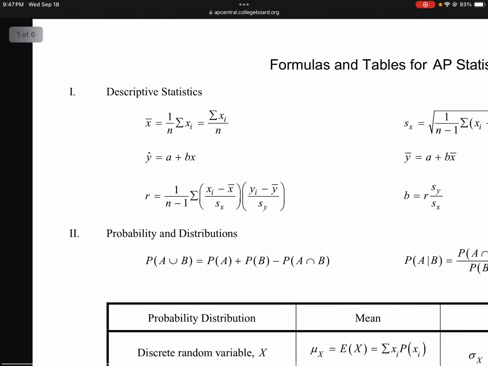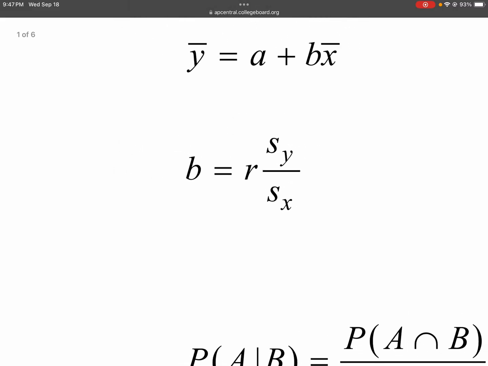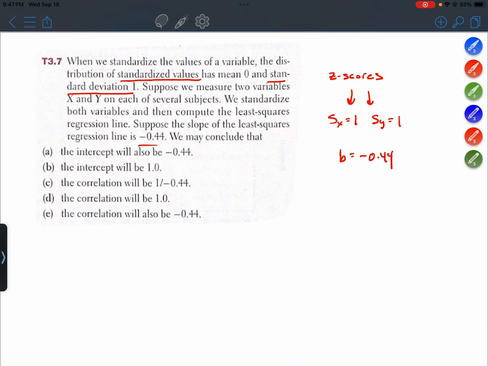Let's peek at our formula sheet, and let's look at this formula here. This is how you would calculate the slope by hand, but we want to use this formula because it relates the slope to the correlation and the standard deviations. So I'm just going to copy it here. The slope is equal to the correlation times sy over sx.